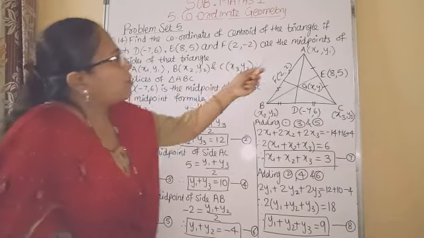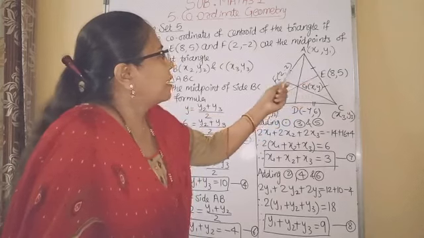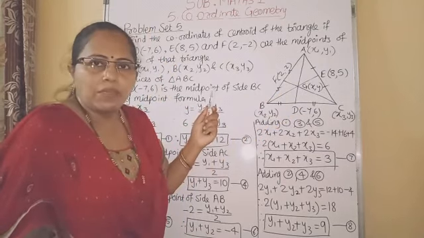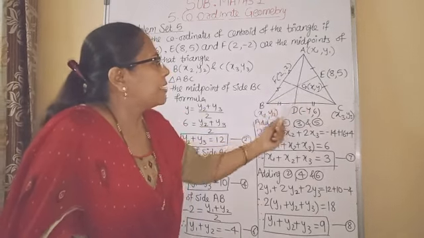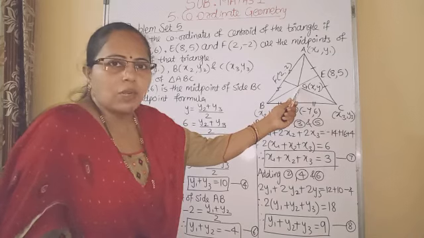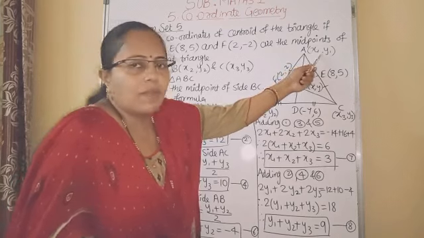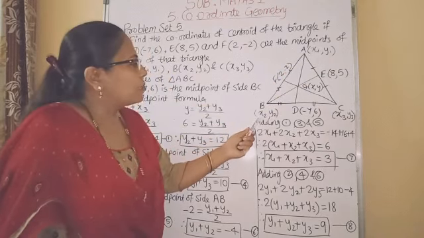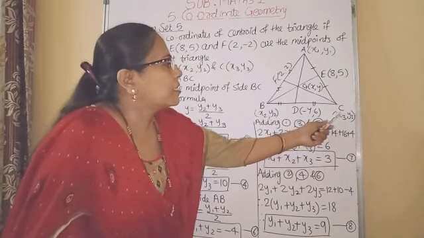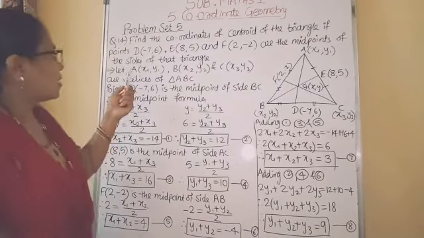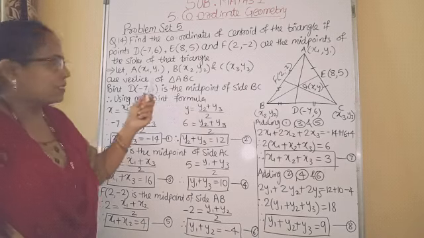Let me draw triangle ABC. D, E, F are the midpoints of its sides, and the segments joining these midpoints are the medians, and G is their centroid. Let me assume the coordinates of vertex A are x1, y1, of vertex B are x2, y2, and of vertex C are x3, y3. So here we start the solution. We assume these are the coordinates of triangle ABC.